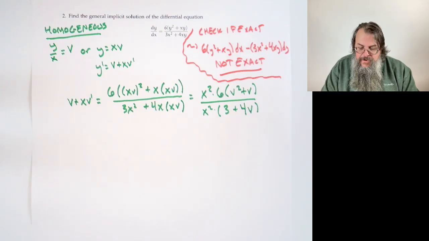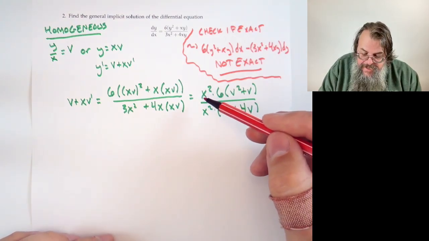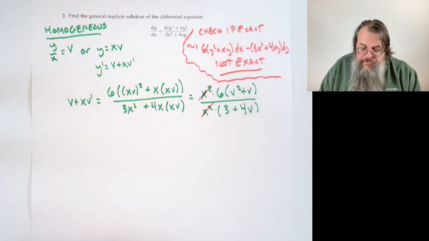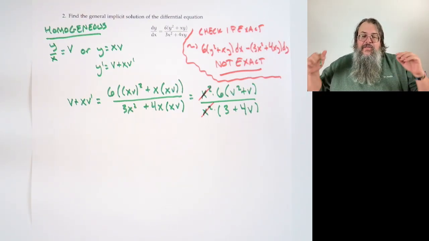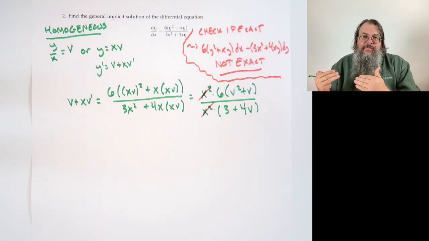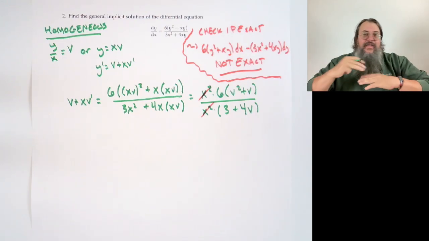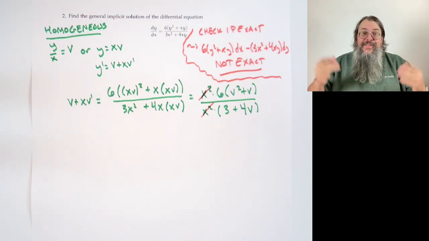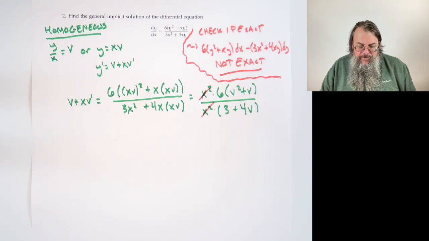All right, great. And we're like, aha, the x squareds cancel. Now, the reason I like doing it this way is normally we say, write everything in terms of y over x and then make the substitution. But then you have to figure out how to get everything in terms of y over x. Here, you don't even have to think about it. You just do it. Isn't that great? I like it. I like it.